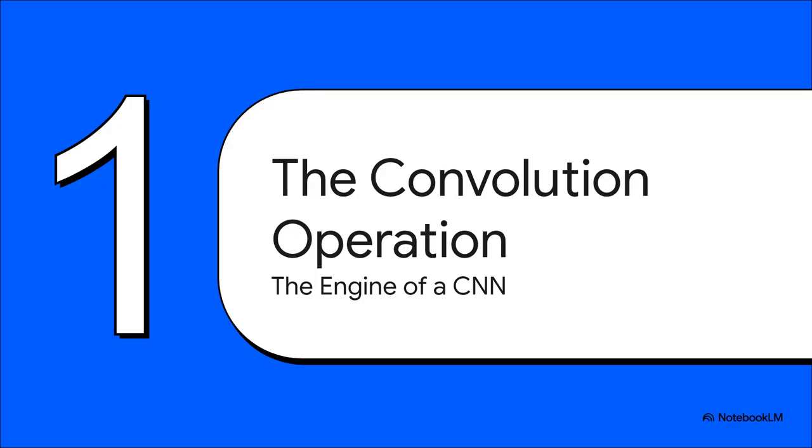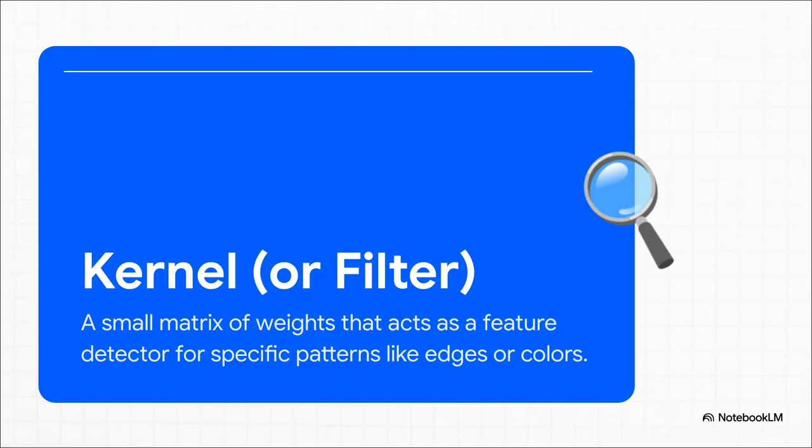And that brings us to our first, and honestly, our most important building block, the convolution operation. This is really the heart and soul of the CNN. It's the engine room where the network starts to find some kind of meaning in that giant grid of numbers. The main tool we use here is something called a kernel, or sometimes it's called a filter. Just think of it like a tiny specialized magnifying glass.